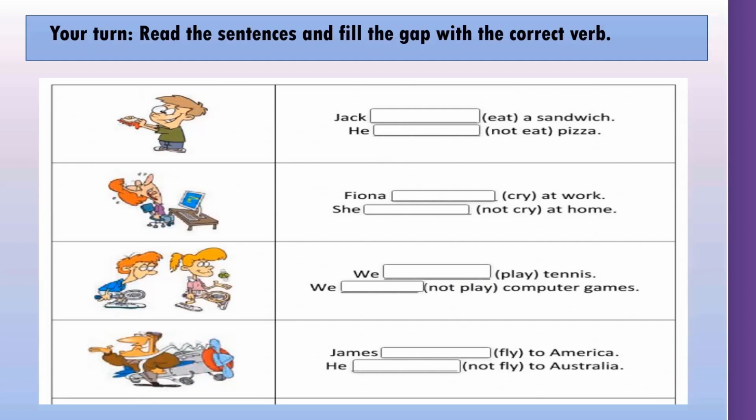Okay, so if we come back now. The first one, Jack. Jack is third person singular. We've got the verb eat. So Jack eats a sandwich. Remember the second part of the sentence, which is with the pronoun. We're now going to use a negative sentence, okay?